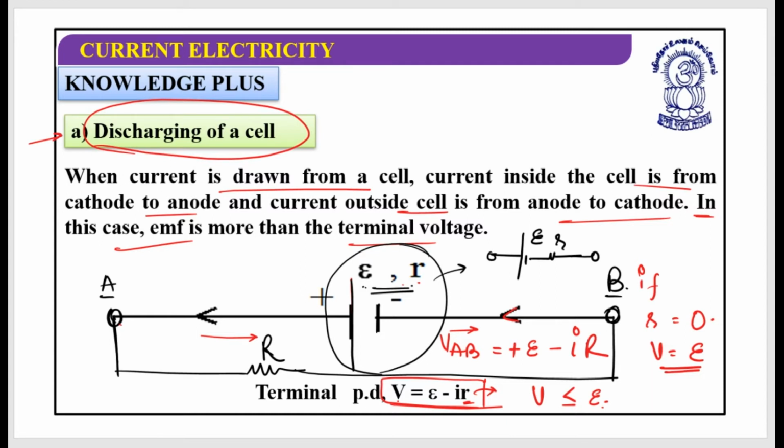So when it is the case of discharging of a cell, V is equal to E minus IR. That means terminal voltage is less than the EMF of a cell. I hope those things are clear.